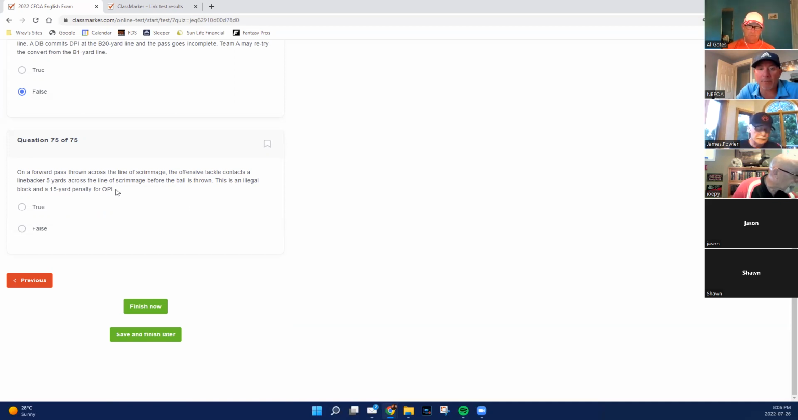Well, that takes me back to Red 77. That's what I had written down in my notes here. Except we don't have a ball thrown to that particular zone. Or maybe we do, I don't know. On a forward pass across the line of scrimmage, the offensive tackle contacts a linebacker 5 yards across the line of scrimmage before the ball is thrown. This is an illegal block and a 15-yard penalty for offensive pass interference.